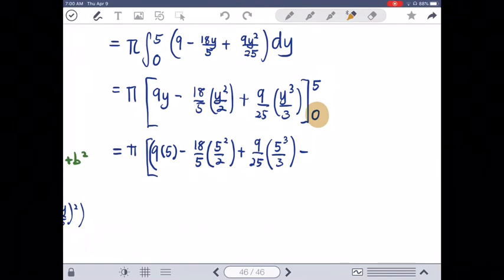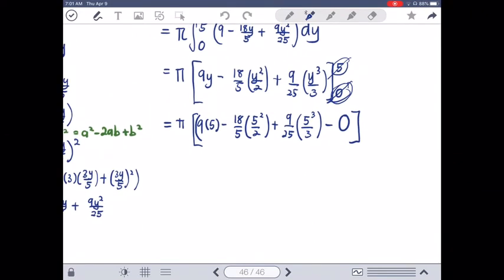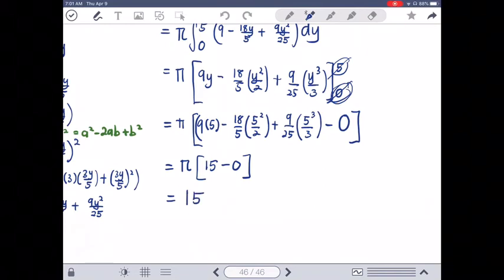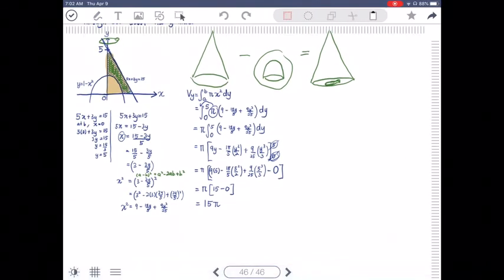every term we have y. Okay, so if we insert 0 in each term, we will get 0 because anything multiplied with 0 will produce 0. So eventually, if you insert 0, you will still get 0. Okay, for down here, we settle with 5, we settle with 0. So when you press your calculator, you should get pi times 15 minus 0, which is just equal to 15 pi. Now we have the volume of our cone.